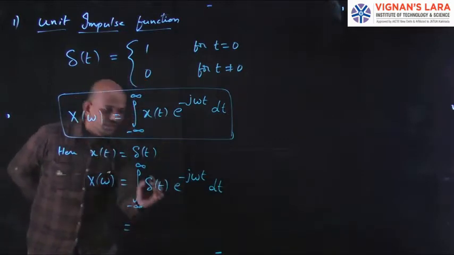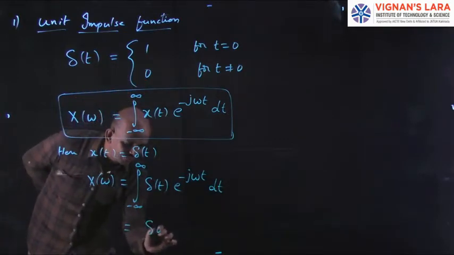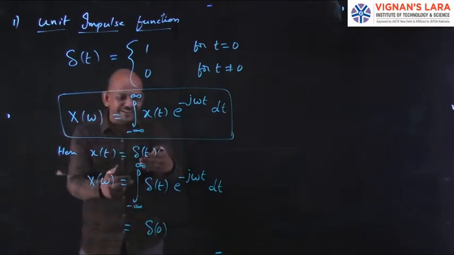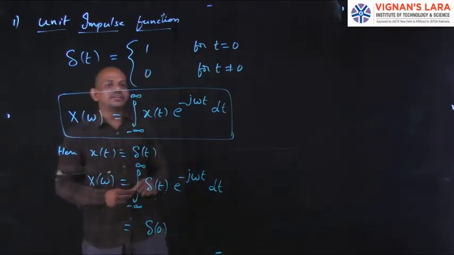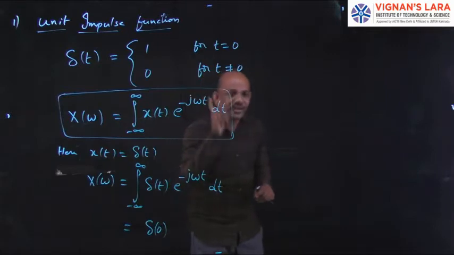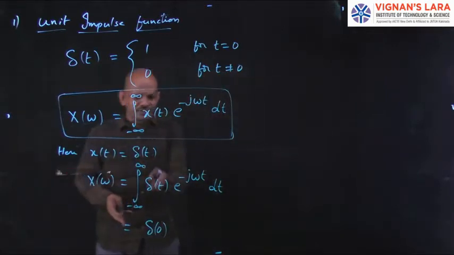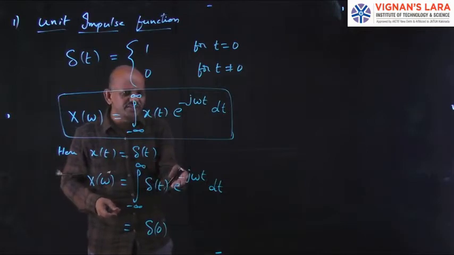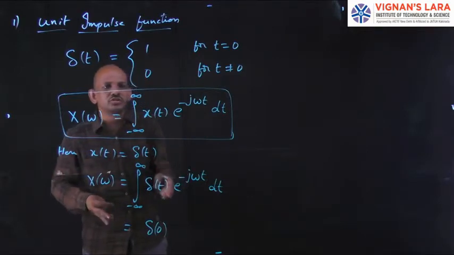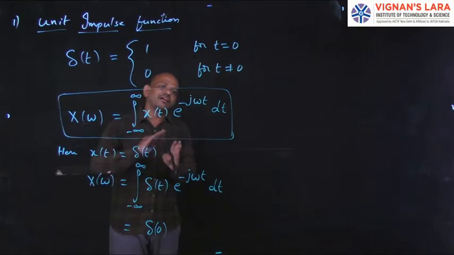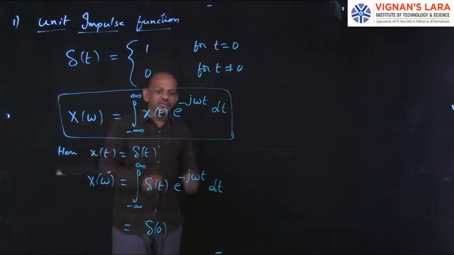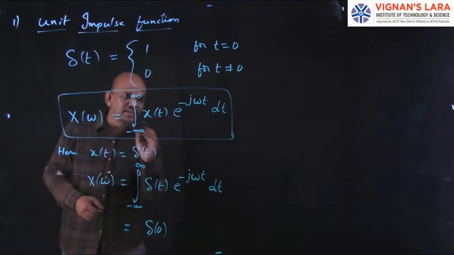I have to consider del of 0, because in all these limits the unit impulse function exists only for t equal to 0. For all the remaining cases, the value is 0. 0 into anything is 0, and the integral of 0 is 0. So no need to take all the remaining values. Here we need to take only the value at t equal to 0.